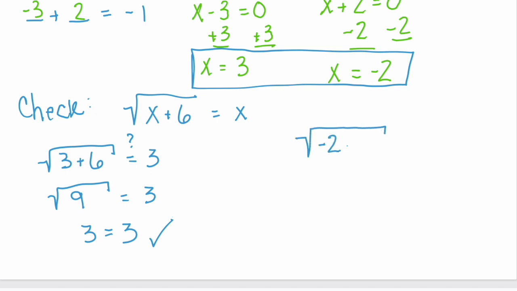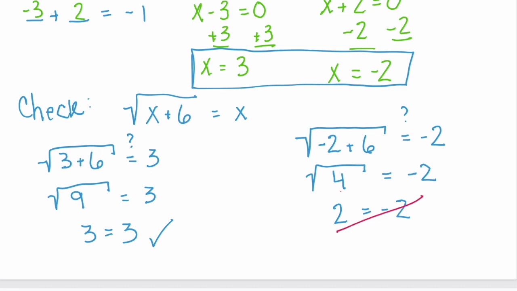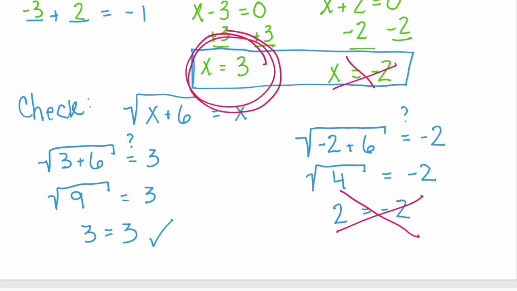Now let's check the other possible answer. We have the square root of -2 plus 6. Does that equal -2? -2 plus 6 is 4. And what's the square root of 4? 2. Well, does 2 equal -2? No. So we have to throw that answer out, which means the only possible answer is x equals 3.